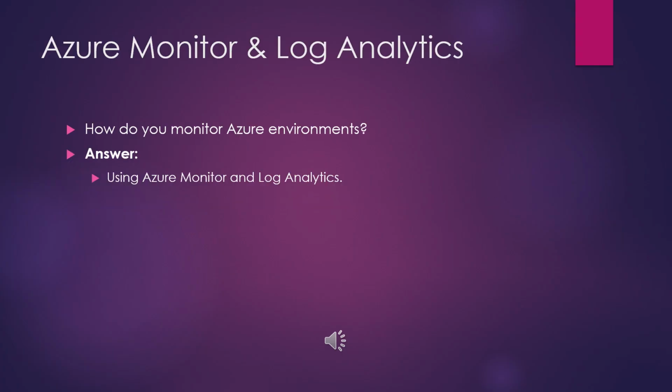In one issue, a VM was going down frequently. Using Log Analytics, we identified CPU spikes. We created alerts so whenever CPU exceeds 80%, notifications are triggered. This helps in proactive monitoring.